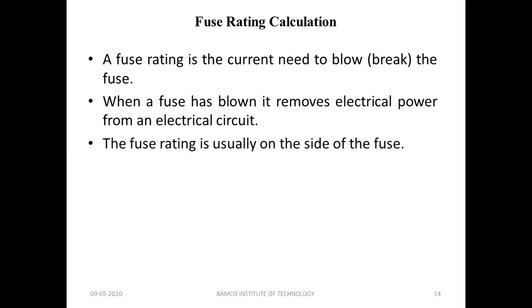So the fuse rating is usually on the side of the fuse. In your meter board, you can see the fuse rating at the side of the fuse. It should be in amps. Some fuses are 15 amps, 16 amps, 5 amps, 25 amps, right? Normally the fuse is rated at 125% of the normal operating current. For example, if your normal operating current is 10 amps, what is 125% of that? It is 12.5 amps. We'll see that calculation.